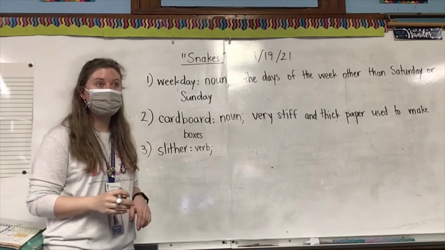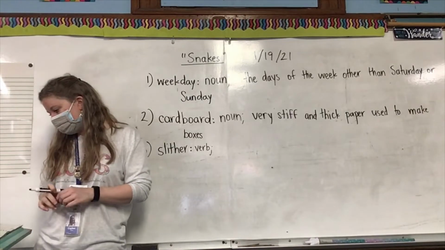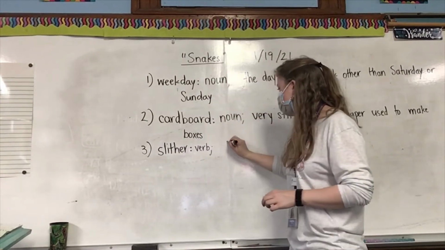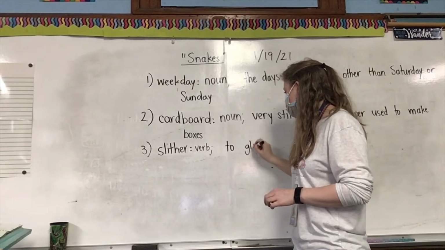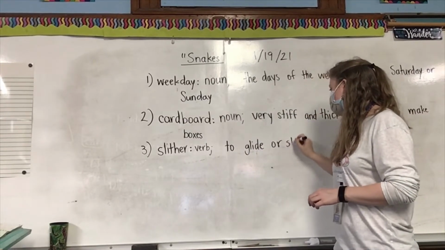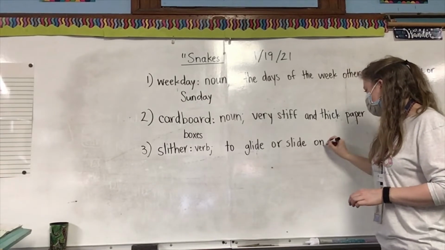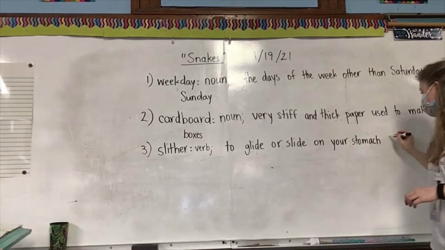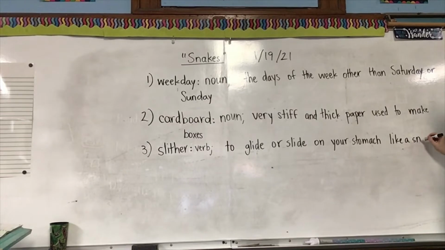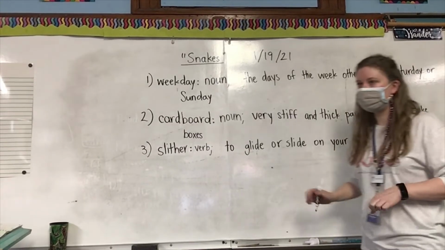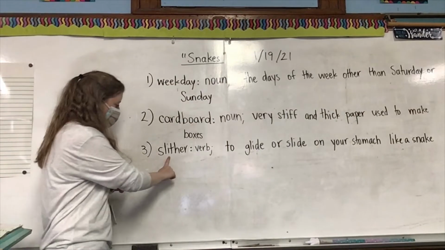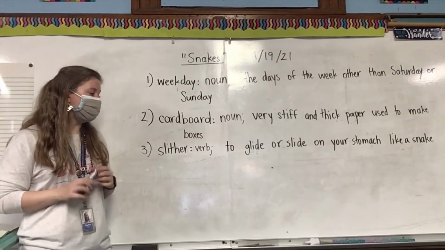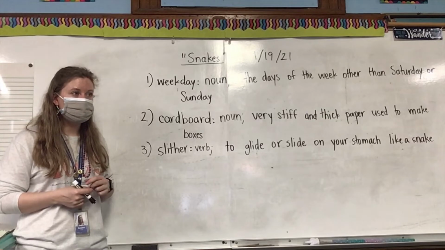Slither is a verb. It's an action, something that happens. And it means to glide or slide on your stomach like a snake. So slither, S-L-I-T-H-E-R, is a verb. It's an action, something that happens. And it means to glide or slide on your stomach like a snake.